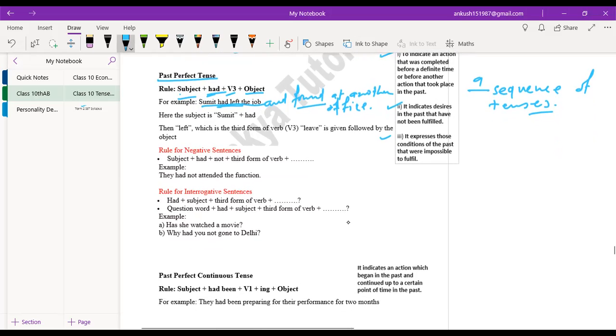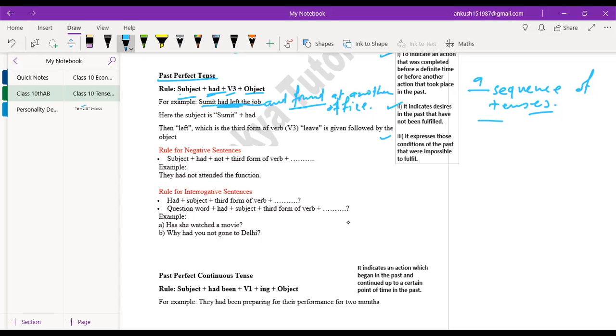Example is given and I have told you about the sequence of tense. The first action is indicated first and the later action may be indicated with the use of simple past tense. Here you might have seen the difference. It is written in the past perfect tense because this action was done before the simple past tense, isn't it? That is why it is the sequence which can be used while writing sentences in the past tense.